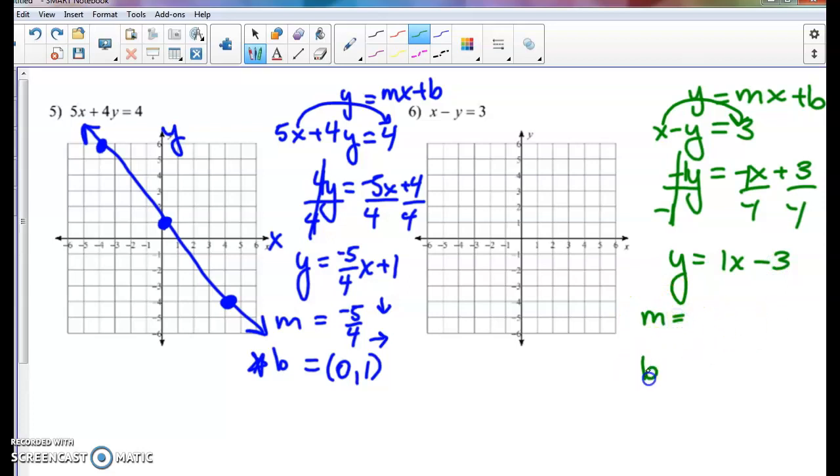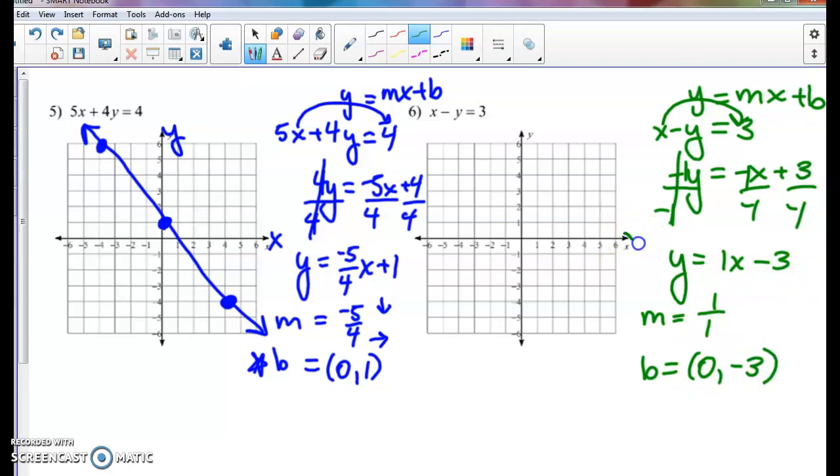Alright, my slope and y-intercept now. So slope's always that guy beside the x. So I have 1 beside my x, so it's going to be 1. Remember, we said we put all integers over 1. And b is always the guy by himself, so that'd be my negative 3. So b is going to be 0, negative 3.